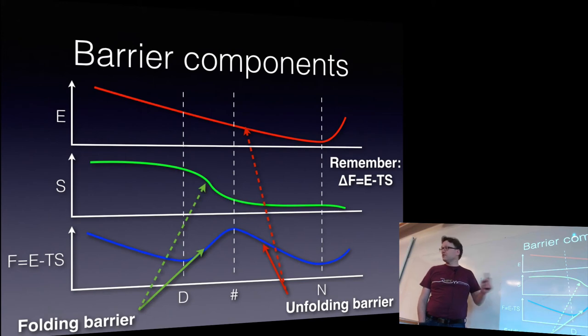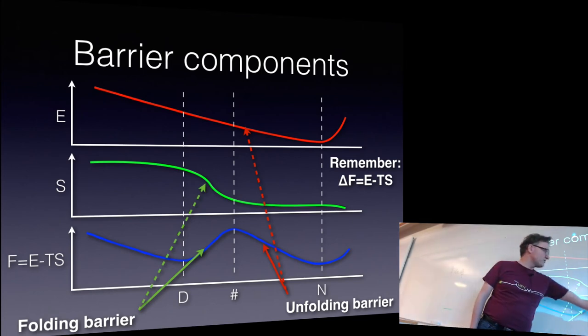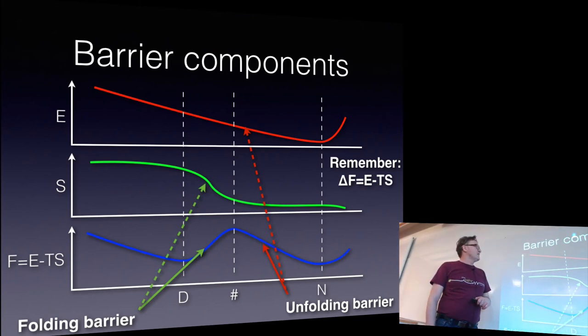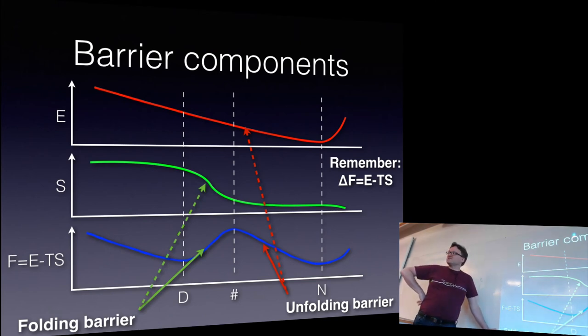And the point is you need them both. As much as we hate the barrier when we're trying to fold, we would be in very bad shape if we were not stable there. The only problem is that this is completely useless. You can't measure it in the lab.